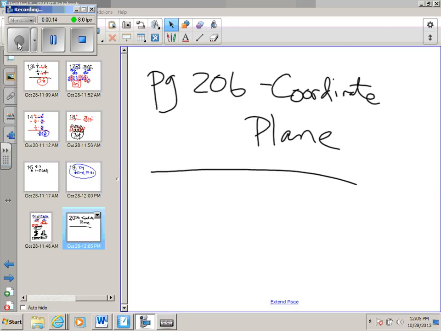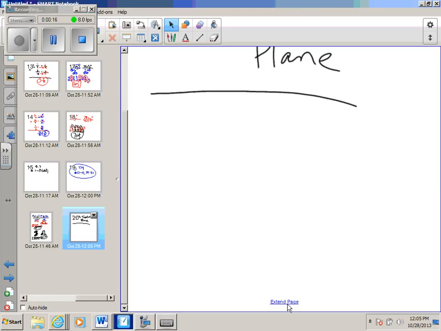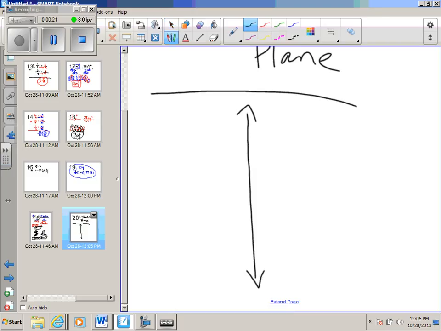The coordinate plane, as you know, consists of your x-axis and your y-axis. Your point here at 0, 0, which is known as your, what do they call that? Your origin, where everything begins.